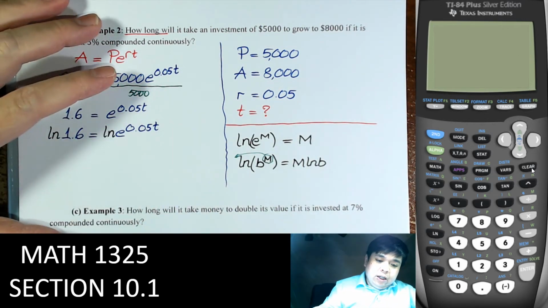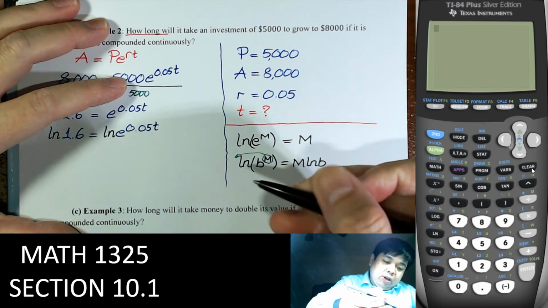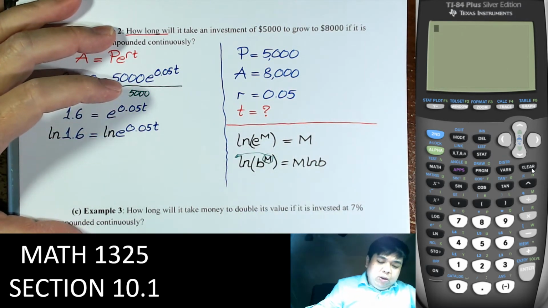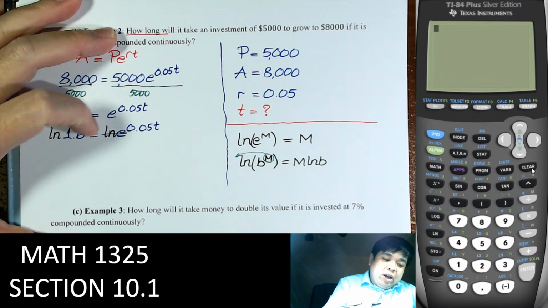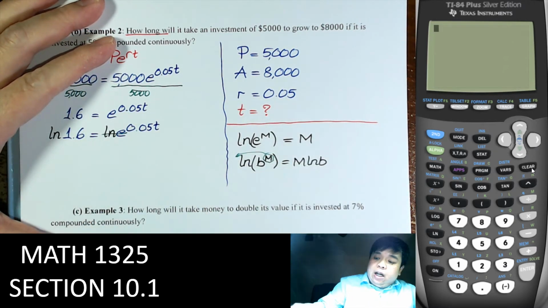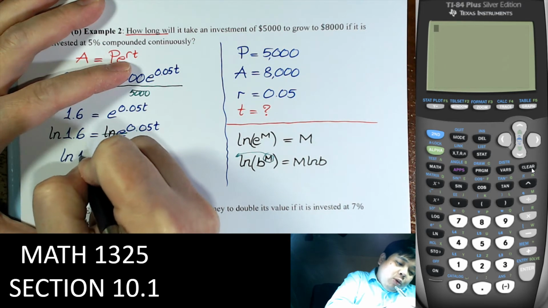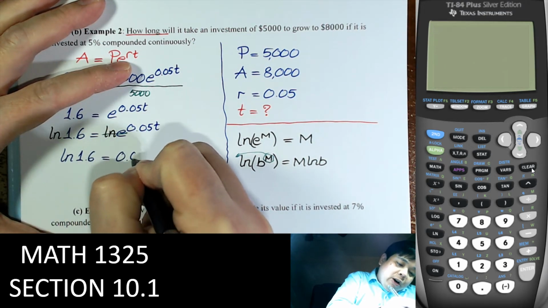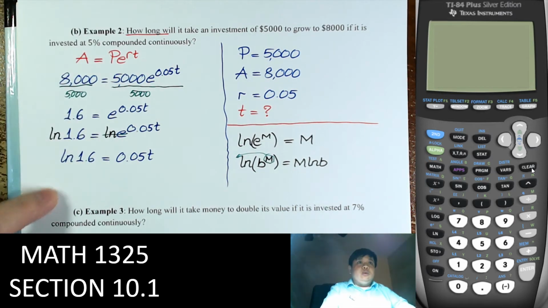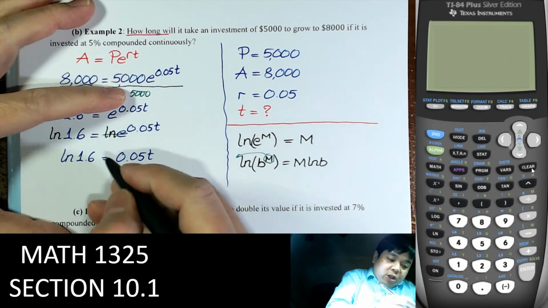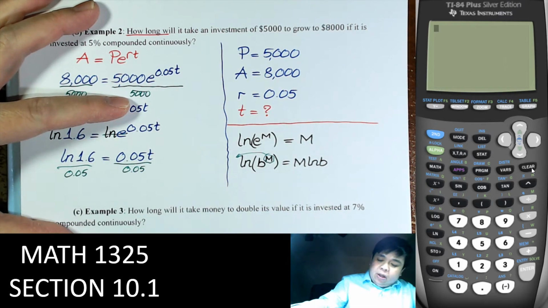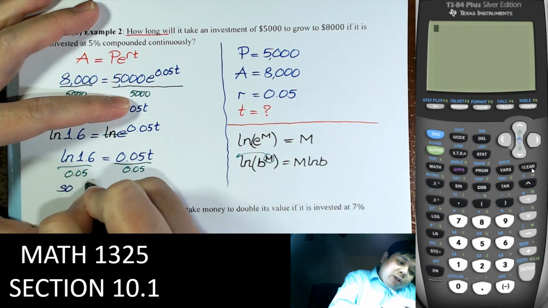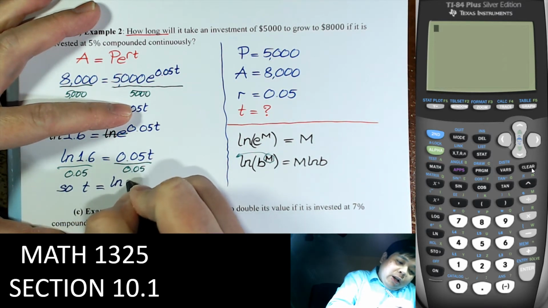And put them together. ln and e will cancel out. So pretty much when we have that, it's just ln and e cancel out in that form. So we will have ln of 1.6 equal to 0.05 times t, and so we just solve for t by dividing by 0.05 on both sides. So we have t equal to ln 1.6 divided by 0.05.